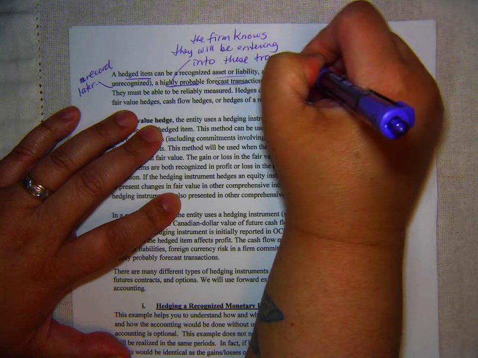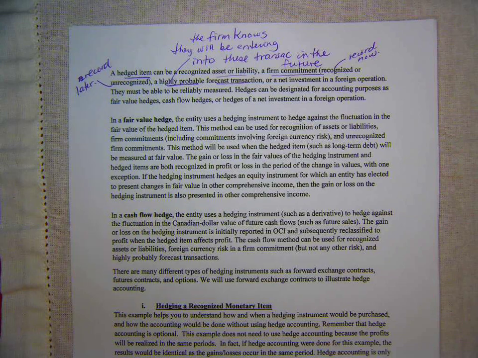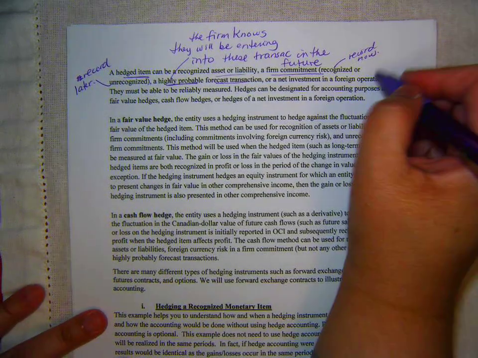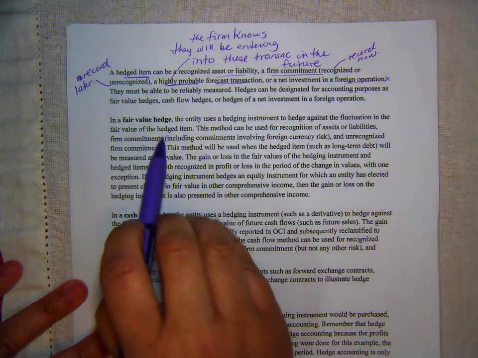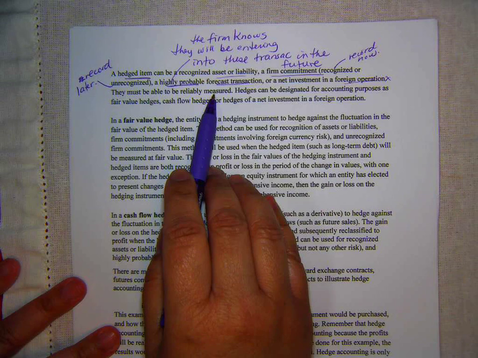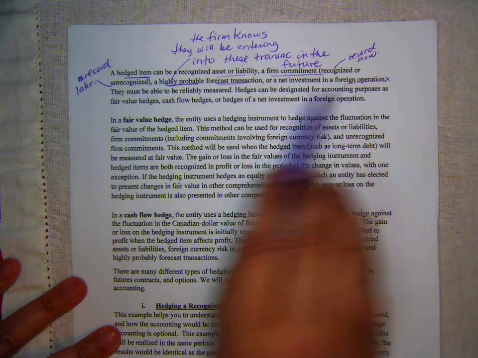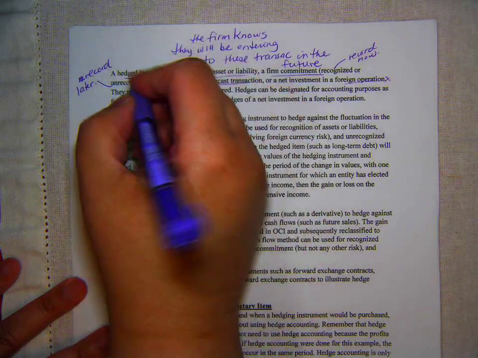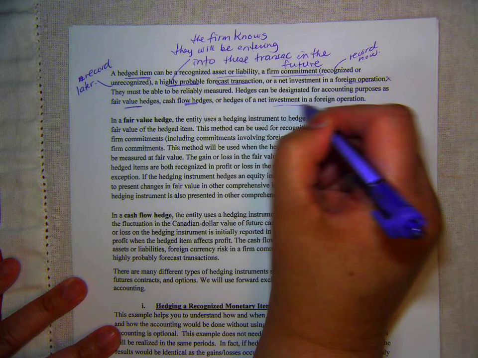Or it could be a net investment for operations. We're not going to worry too much about that one. They must be able to be reliably measured, and the hedges can be designated for accounting purposes as fair value hedges, cash flow hedges, or hedges of a net investment in foreign operations. Again, we're not going to worry about that too much at all. These are the two I'm concerned about.